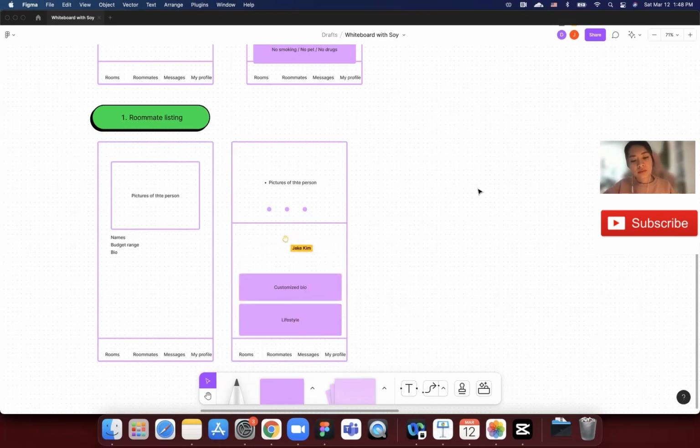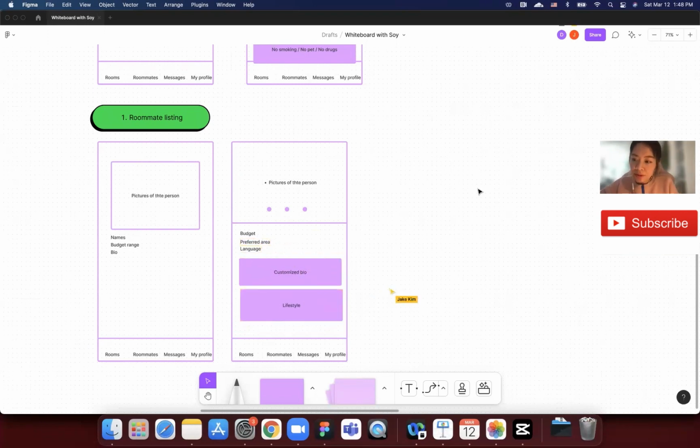I mean, on the very top, it should be the main information. So in this case, budget, preferred area, maybe like language, I would say. I don't know if that matters, but something like that. Yeah, it could be important according to our research results.